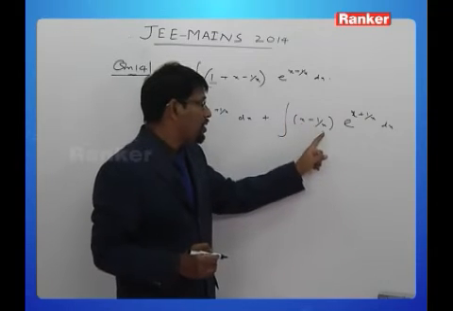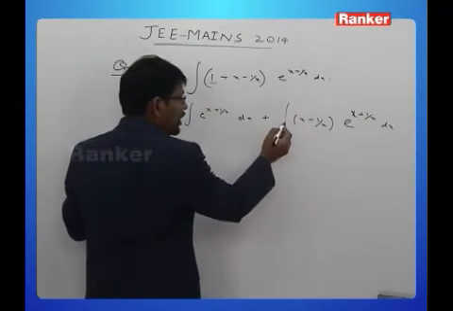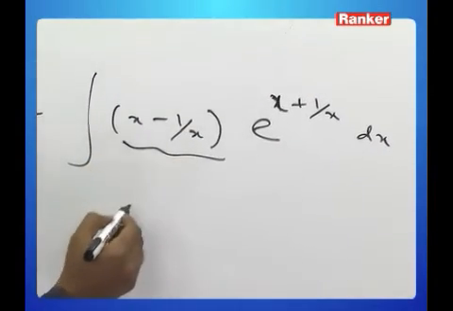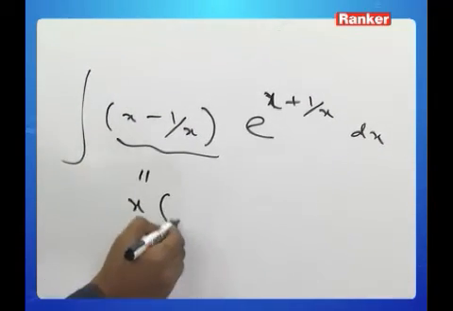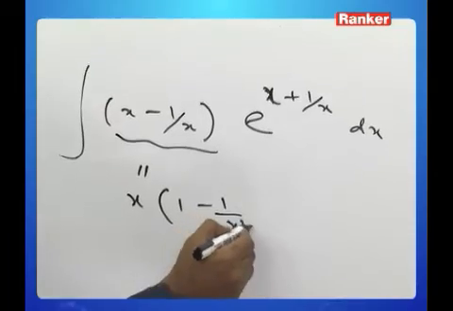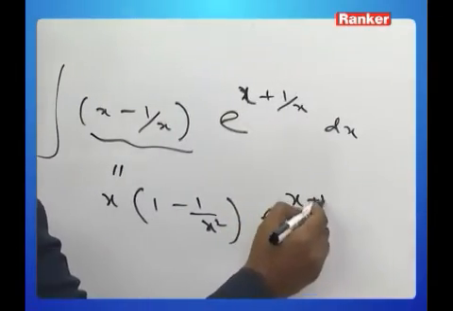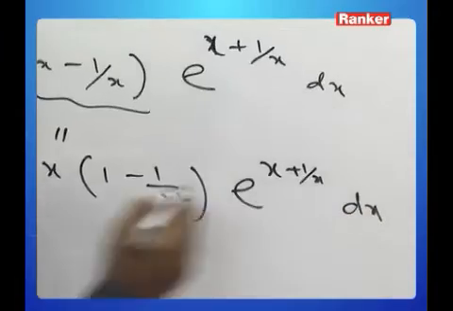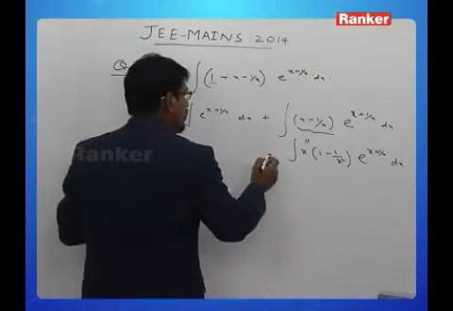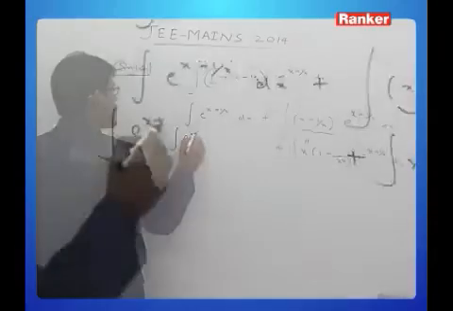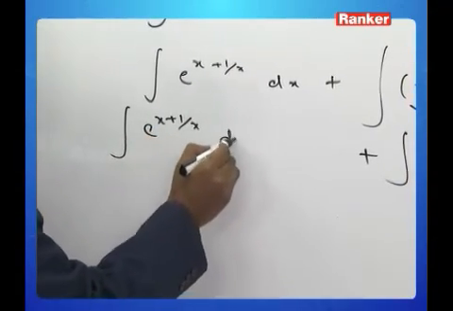But I don't have a 1 minus 1 by x square here. Instead I have x minus 1 by x. So what we'll do is we will take x common from here. This x minus 1 by x, I am going to rewrite as x into 1 minus 1 by x square, into e power of x plus 1 by x dx. So the second integral we are going to modify like this. This first integral will not change, we will copy it as it is.